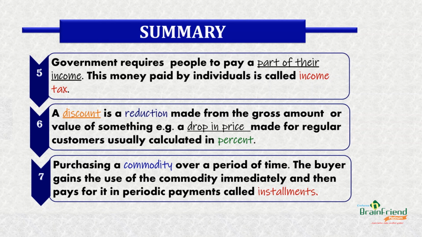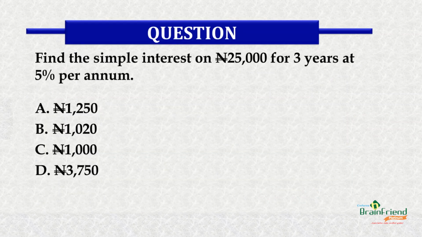I'm sure you know it's test time. Let's try out some test questions. Question 1. Find the simple interest on 25,000 naira for 3 years at 5% per annum. Option A, 1,250 naira. Option B, 1,020 naira. Option C, 1,000 naira. Option D, 3,750 naira.